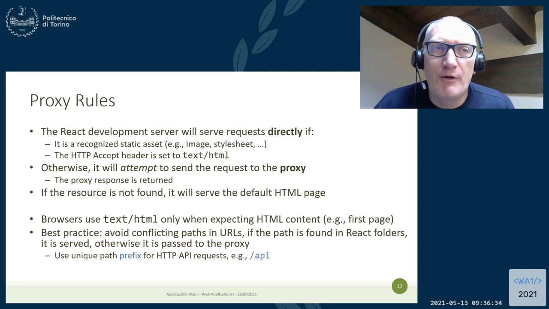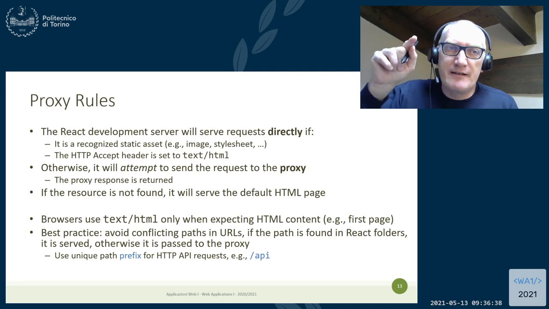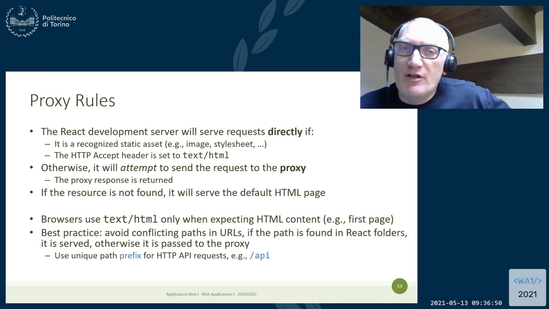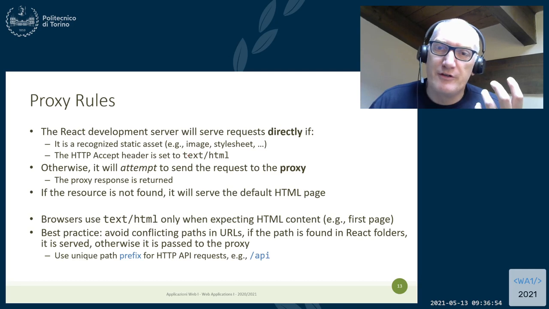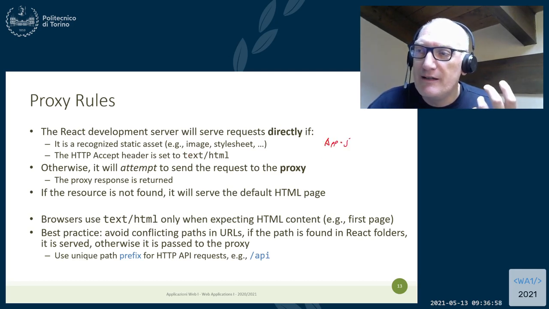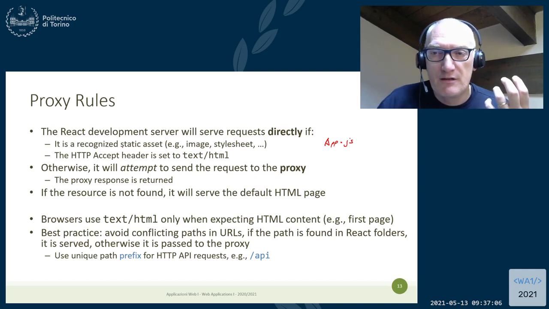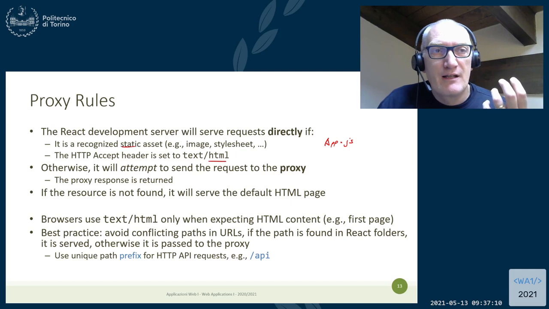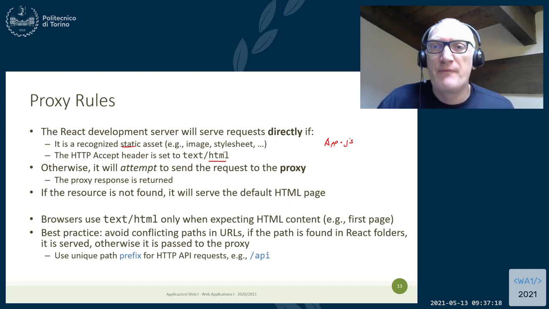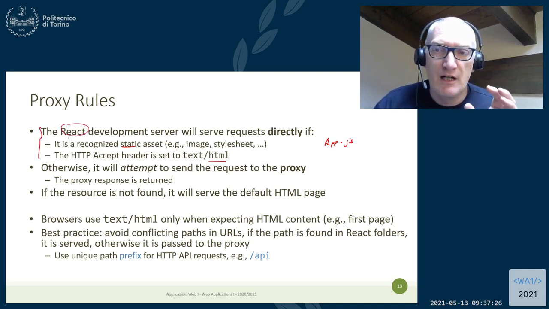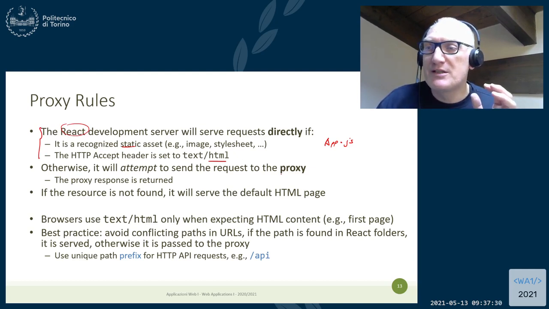How can this proxy know or understand whether a given HTTP request is meant for the React development server or needs to be proxied to the other server? Basically, the React development server knows which are the assets that it owns. So it knows that we have an app.js because it's inside its folder, inside the application folders. So if you have a request for a static resource, or for an HTML file, the JS files, of course, are static, or the style sheets or whatever inside the different folders, then the request will be served by the React server. Otherwise, in all the other cases, it will try to send it to the proxy.